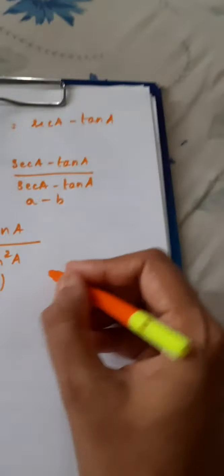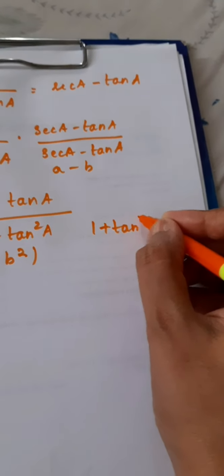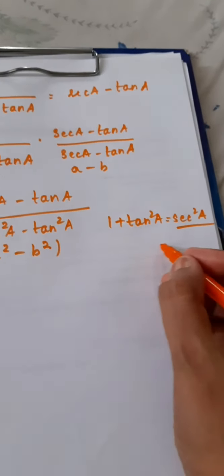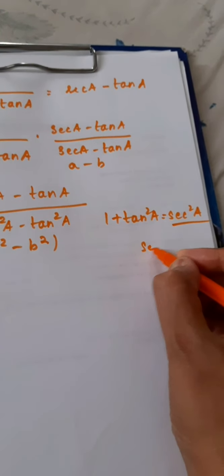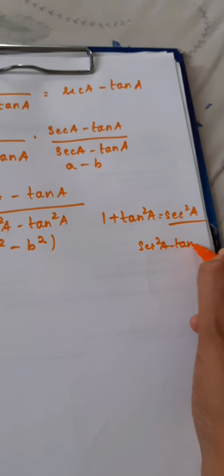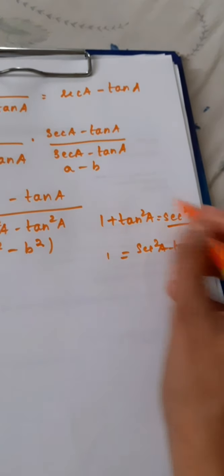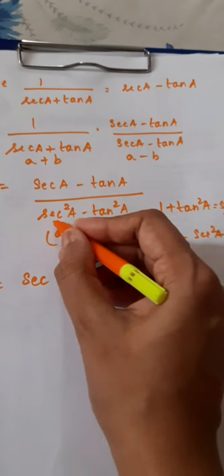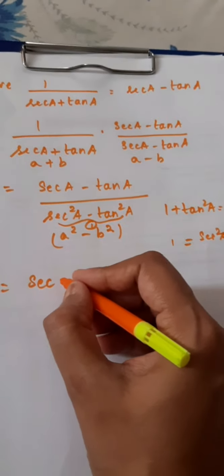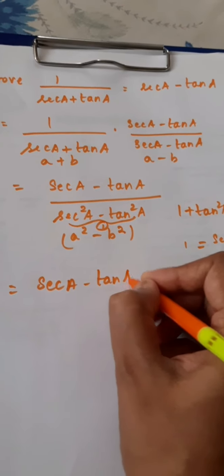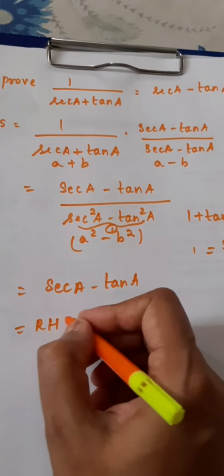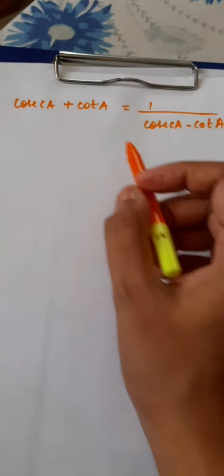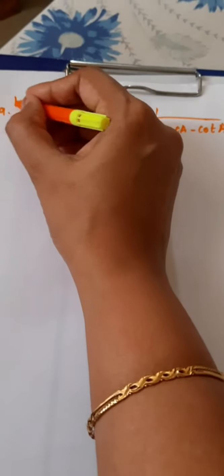So this is also 1. 1 plus tan square is secant square. So the denominator is 1. So the answer is secant A minus tan A, which is the right hand side. So hence proved. Next question 19, cosecant A plus cot A equal to 1 by cosecant A minus cot A.